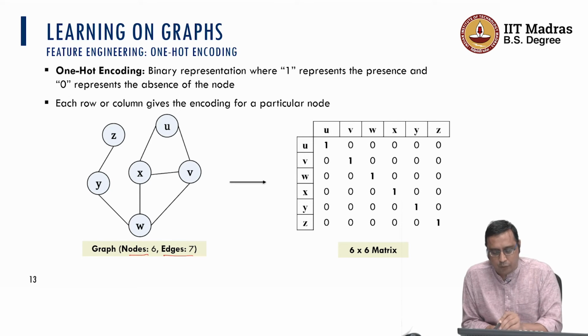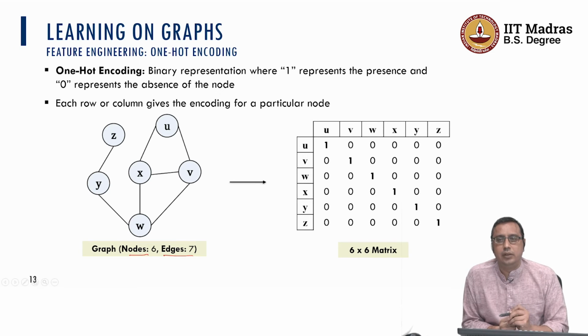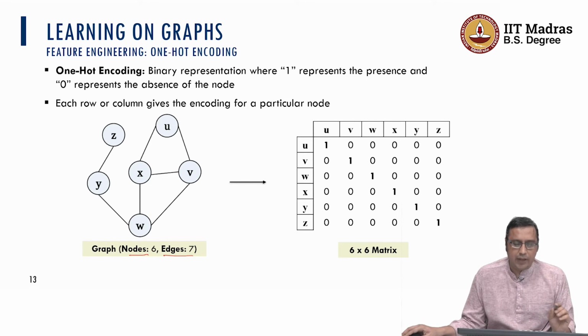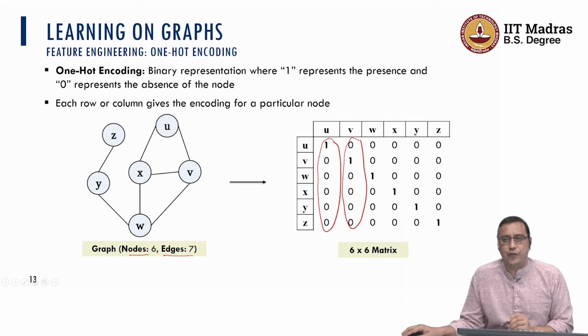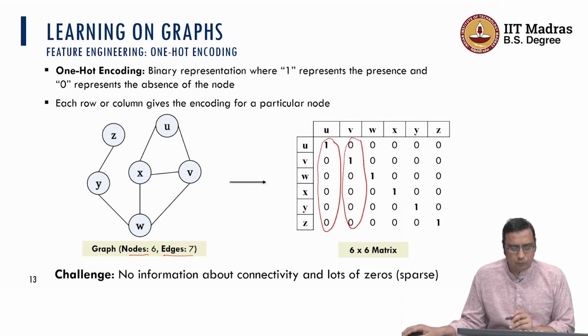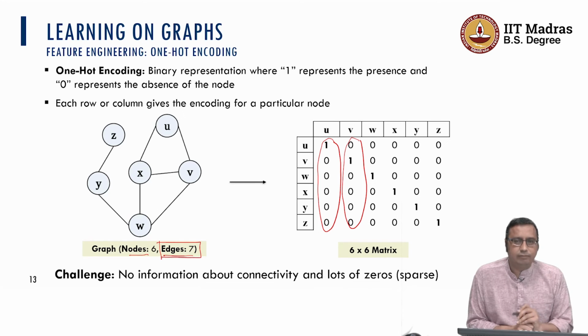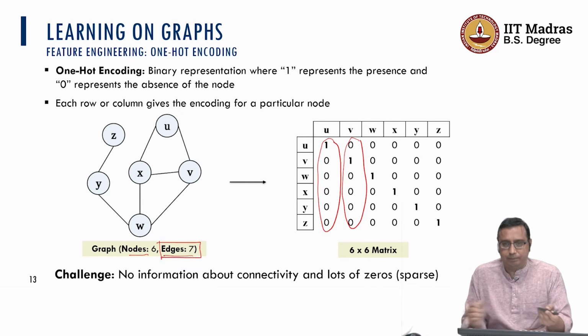So here in this particular row, all diagonal elements like u, v, w, x, y, z, I have 1, 1, 1, 1, and remaining places 0, 0, 0. So each row and column gives the encoding of a particular node. You can think of this as an encoding of u, an encoding of v, and henceforth. Now, what is the problem with this one? One of the biggest problems is that we never talked about edges, or information about connectivity. What node is connected with what, we have not talked about it. And there are a lot of zeros. So it is a sparse matrix.